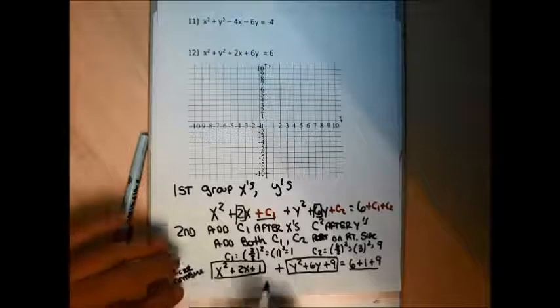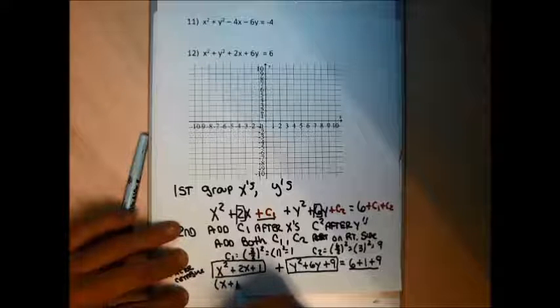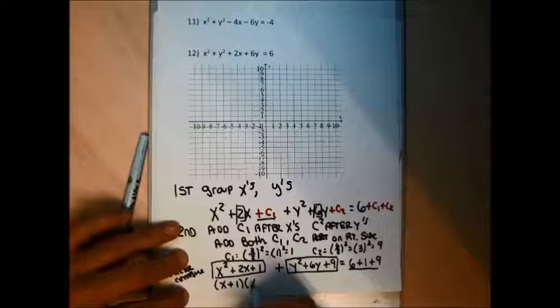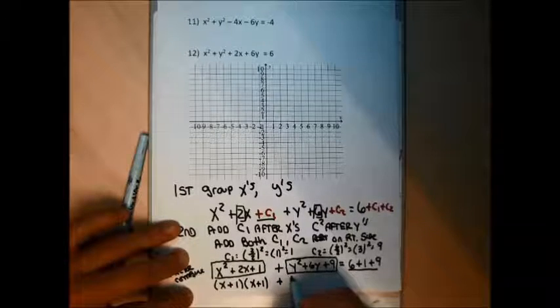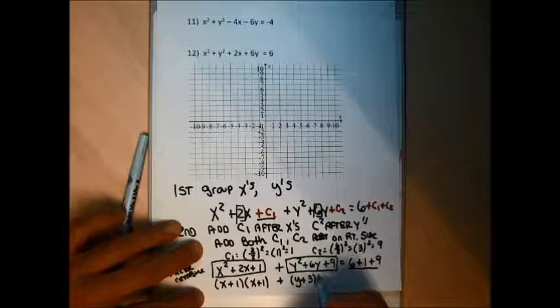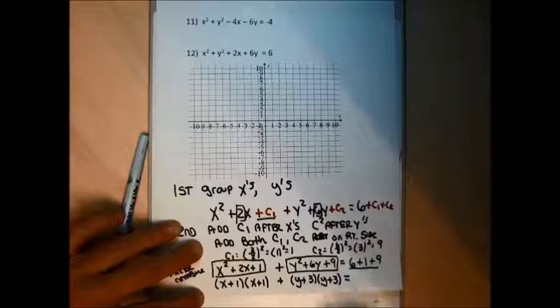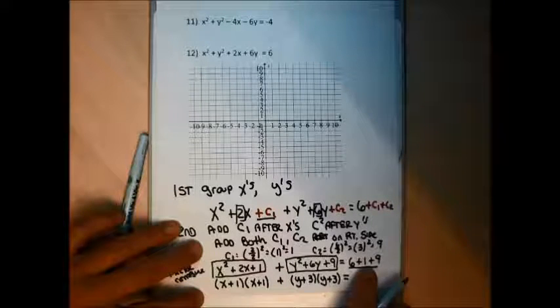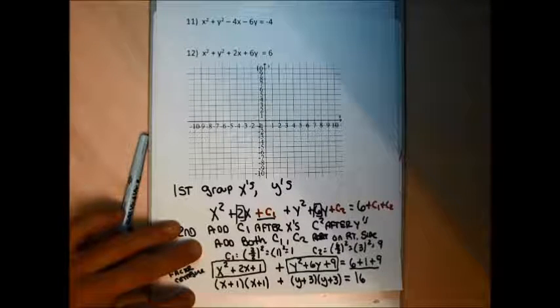These first three terms right here are going to factor into x plus 1 times x plus 1. I'm going to bring down the plus sign that's not boxed. The next three terms factor into y plus 3 times y plus 3. And the number to the right of the equal sign, 6 plus 1 is 7 plus 9 is 16. I'm ready to write the answer for the standard form.